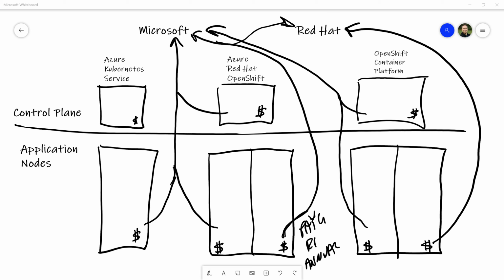So I hope this helps you understand what you pay for with Azure Kubernetes Service, Azure Red Hat OpenShift, and the OpenShift Container Platform. AKS and ARO are first-party Microsoft products, so they sit on your EA. And OCP, you buy from Red Hat and then buy the compute from Azure.